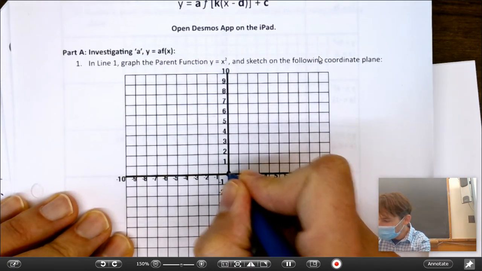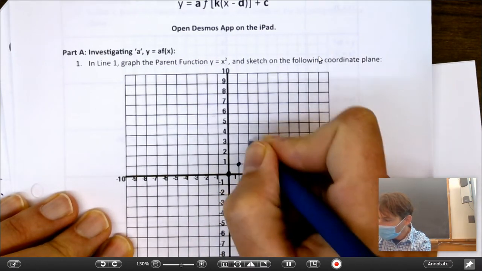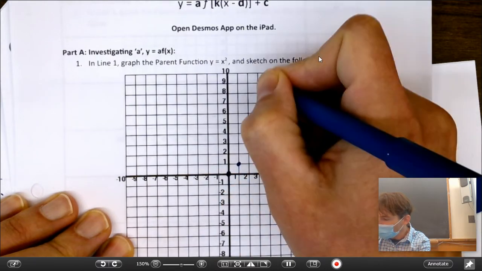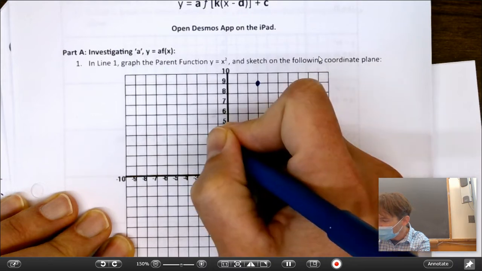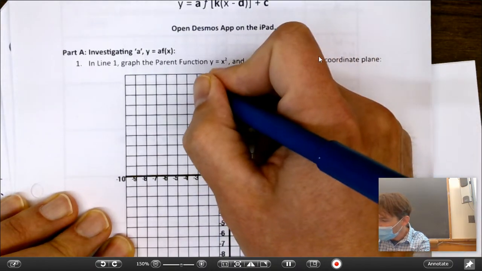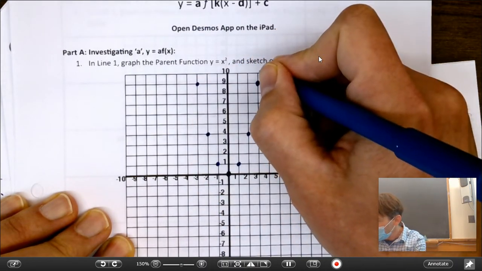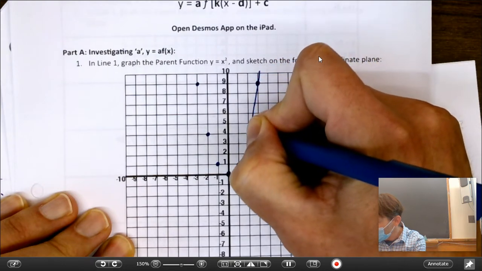So I know that it has this point (0, 0), the point (1, 1), the point (2, 4), the point (3, 9). I can get that from Desmos. I can check this in Desmos. It's symmetrical, so it has these points as well. I put on the integer points, and then I'm going to link that with a beautiful curve.